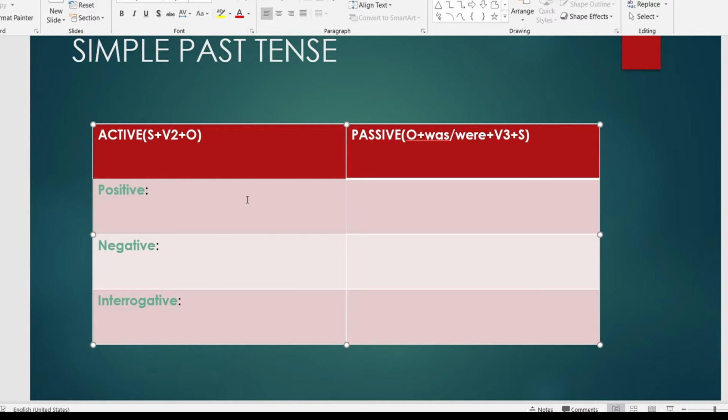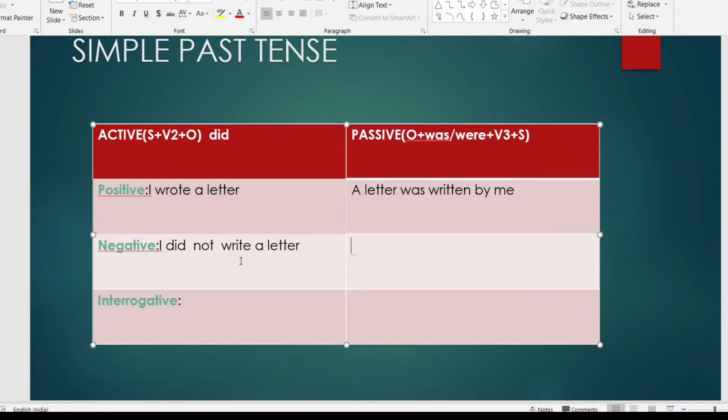Let's have an example. I wrote a letter. मैंने एक letter लिखा, काम हुआ. Now this becomes: A letter was written by me. Letter मेरे द्वारा लिखा गया. If we convert this into negative, the helping verb used here is did. So this will become: I did not write a letter. मैंने letter नहीं लिखा.